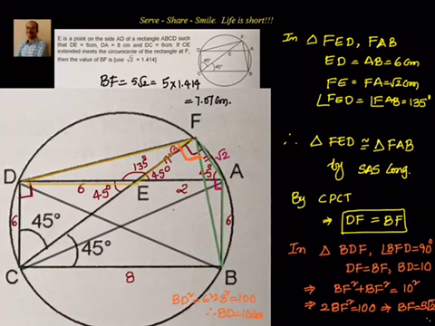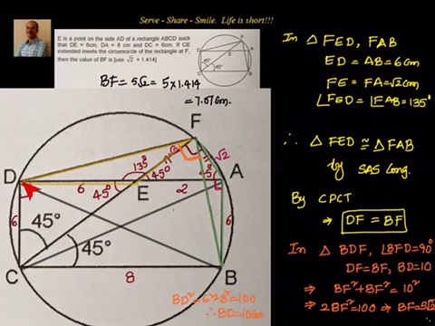Now in triangle AFE, we know that angle FEA equal to angle FAE equal to 45 degrees, and we know hypotenuse equal to 2. By Pythagoras theorem, we can get root 2 and root 2. Now we see two triangles which are having two sides equal 6 and root 2 with a included angle of 135 degrees. That means these two triangles are congruent to each other by SAS congruency. By CPCT, DF equal to BF.